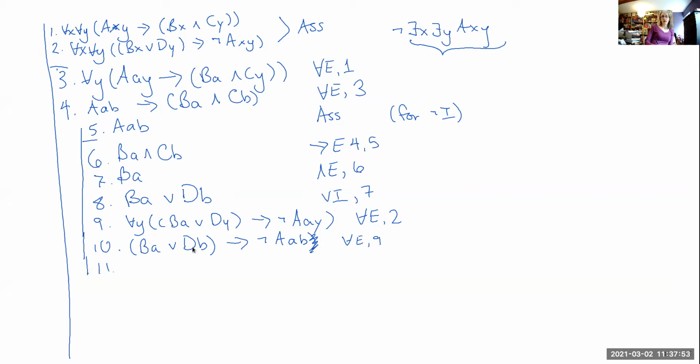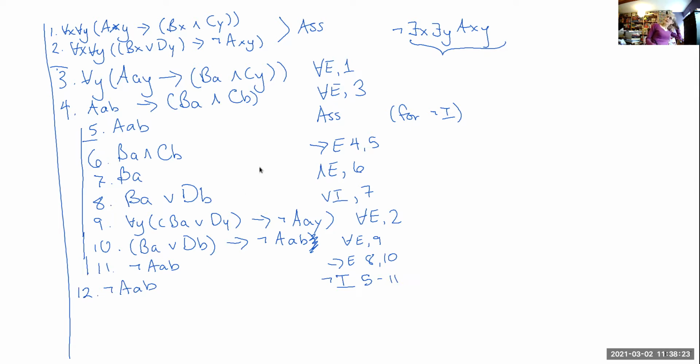Well, we have a conditional at line 10, the antecedent at line 8. So I can do conditional elimination, 8 and 10, to get not AAB, which contradicts our original assumption. Woo! That's what we wanted. So I can introduce the negation, citing the subproof from lines 5 to 11.